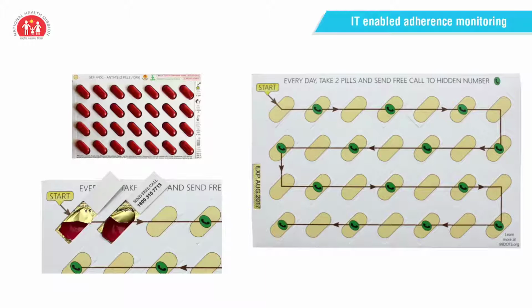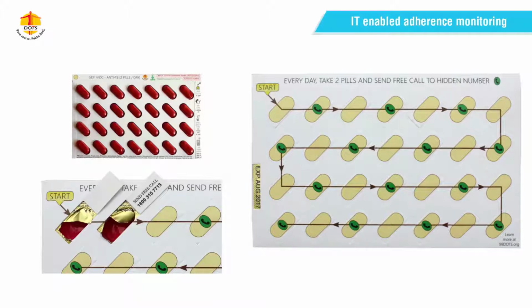So the moment a free call or a missed call goes on this particular number, the system marks that this patient has taken the pill in hand, which 99% of the time matches with the pill swallowed by the patient. So this is an adjunct as an ICT based adherence monitoring system to substantiate the treatment adherence systems.